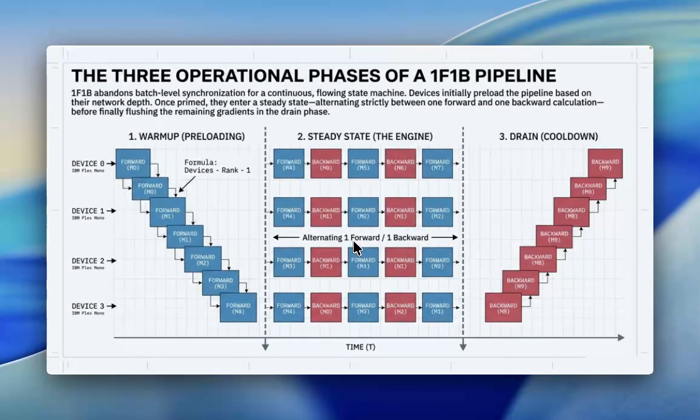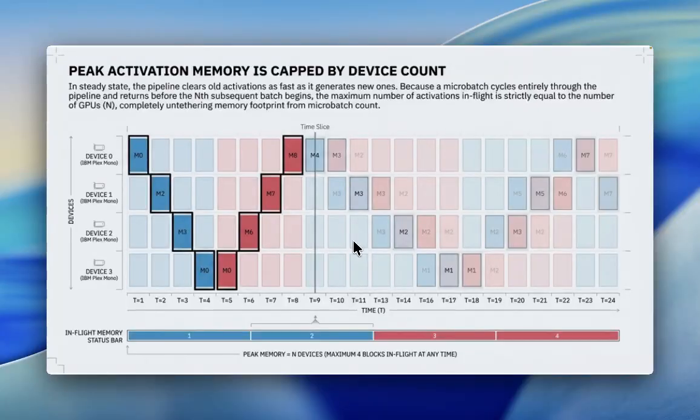Devices initially preload the pipeline based on their network depth. Once primed, they enter a steady state, alternating strictly between one forward and one backward calculation before finally flushing the remaining gradients in the drain phase. In a steady state, the pipeline clears old activations as fast as it generates new ones, because a micro batch cycles through the pipeline and returns before the subsequent batch begins. The maximum number of activations in flight is strictly equal to the number of GPUs, completely decoupling memory footprint from micro batch count.